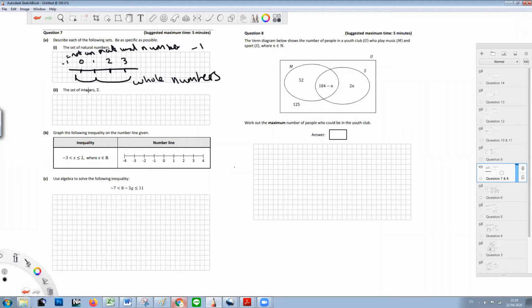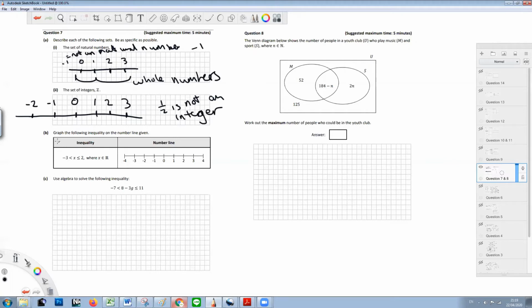Next one is a set of integers. So integers is minus values also. So it's basically any whole number, but it can be a minus also. So you could have -2, -1, 0, 1, 2, 3. You have a number line. All of these are integers. But a half is not an integer. A half would be a rational number.